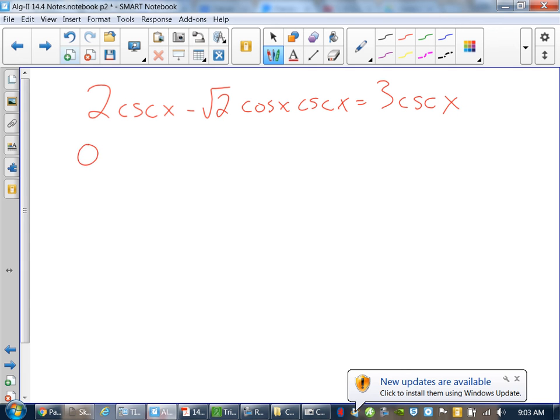So I will get 0 equals cosecant x plus root 2 cosine x times cosecant x. It's weird with the 0 on that side, I don't like that. Whew, I feel better now. I think it's because I'm right-handed. I want to work towards that. What do I do now?